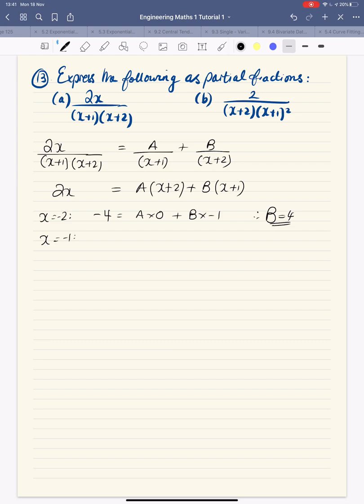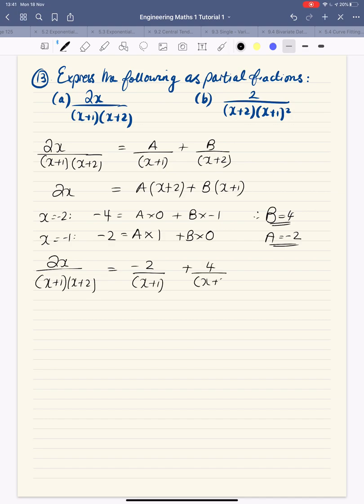And if we let x is minus 1, we'll have minus 2 on the left, a times 1 plus b times nothing. So a is minus 2. Okay, so express it properly. 2x over x plus 1, x plus 2 is minus 2 over x plus 1 plus 4 over x plus 2.